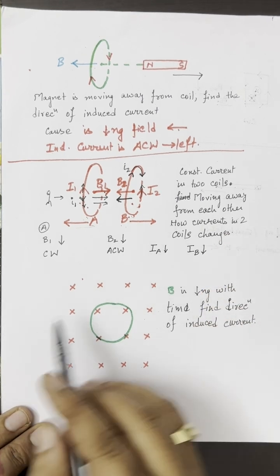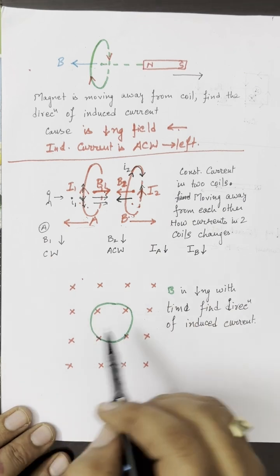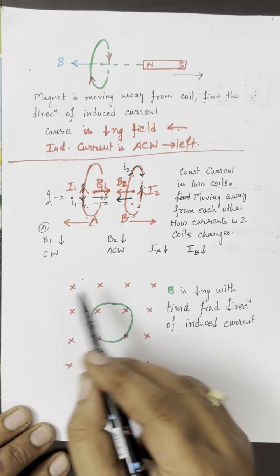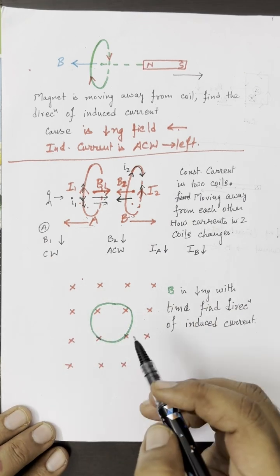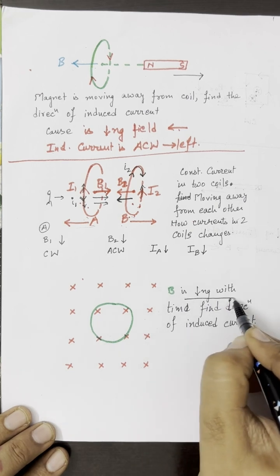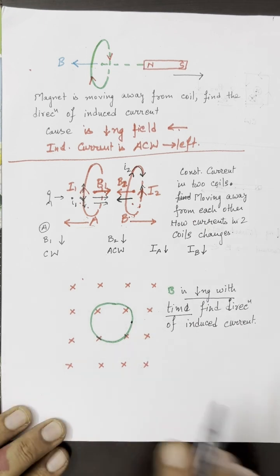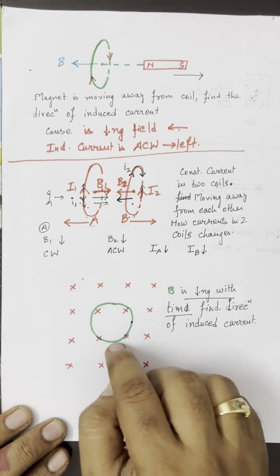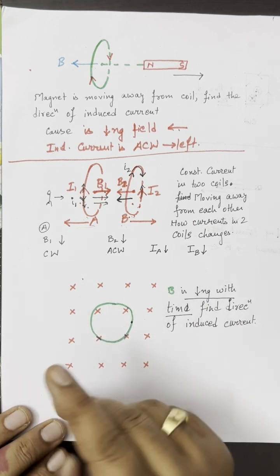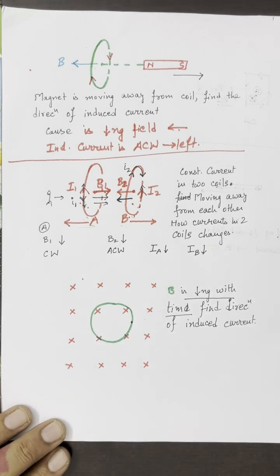Take another question. This is the simplest among these three. We have a uniform magnetic field which is decreasing with time. We have to find the direction of the induced current in this conducting loop.